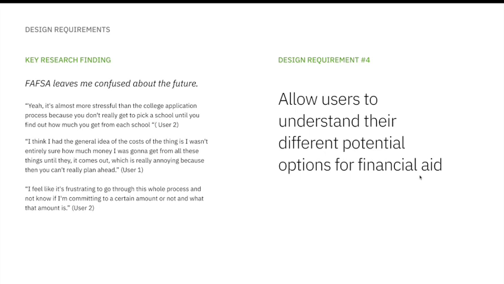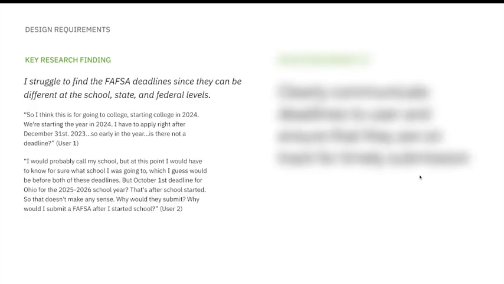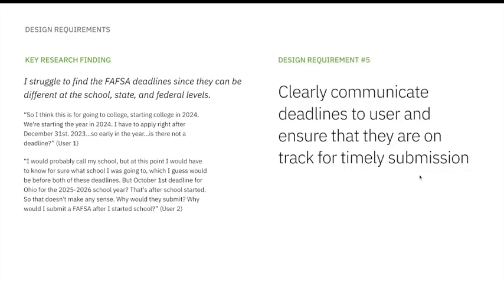Our next key finding was, "I struggled to find the FAFSA deadlines since they can be different at the school, state, and federal levels." We found that across the board, all of our participants had trouble identifying their FAFSA deadlines. This led to Design Requirement 5: clearly communicate deadlines to users and ensure that they are on track for timely submission.